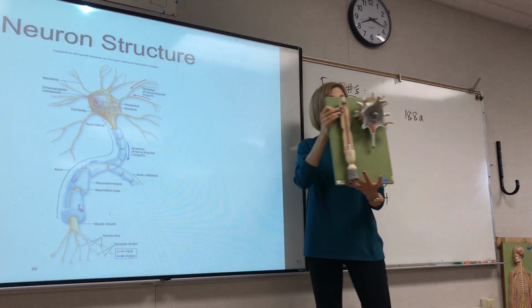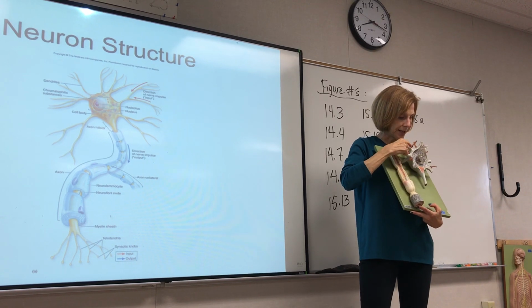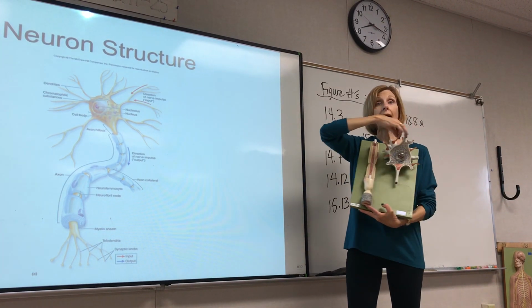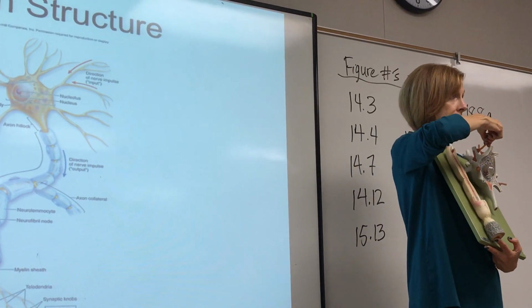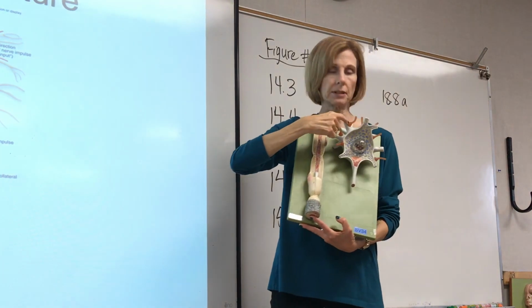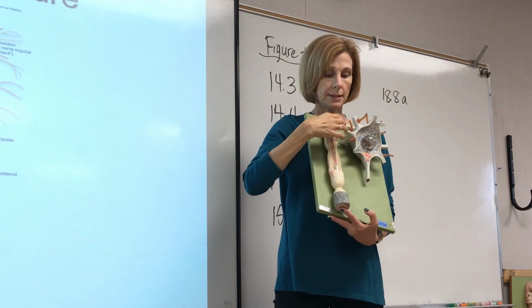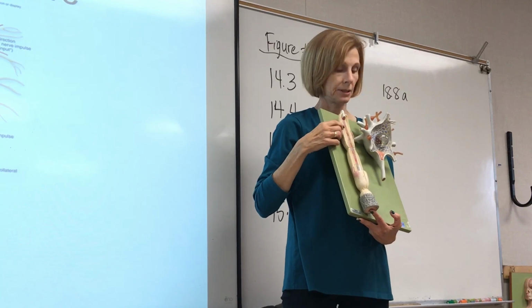We'll use this model, and you can see all of these things here are the dendrites. These are actually axons of other neurons that are synapsing on this neuron. Okay, so you can see the end of the axons and the synaptic knobs. Okay, this is kind of a blown up axon, just to show you in more detail.